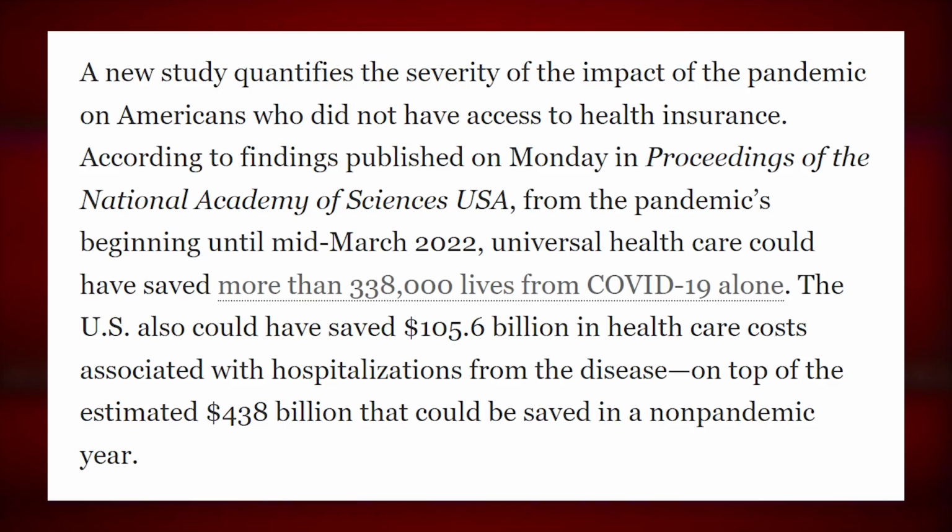Here's from that report. A new study quantifies the severity of the impact of the pandemic on Americans who did not have access to health insurance. According to findings published on Monday in Proceedings of the National Academy of Sciences USA, from the pandemic's beginning until mid-March 2022, universal healthcare could have saved more than 338,000 lives from COVID-19 alone. The U.S. also could have saved $105.6 billion in healthcare costs associated with hospitalizations from the disease, on top of the estimated $438 billion that could be saved in a non-pandemic year.